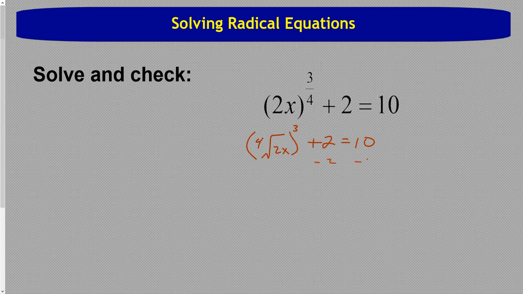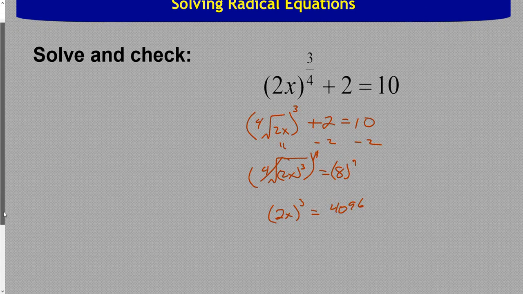I'm going to subtract 2. That seems very easy. 4th root of 2x, and I could actually write that as cubed either way. These two things right here are the same, however you want to write that, equals 8. The benefit to writing it this way is I can raise both things to the 4th power. So I end up with 2x cubed equals 8 to the 4th. 8 times 8 times 8 times 8 is 4,096. Huge number. Okay, but that's okay.